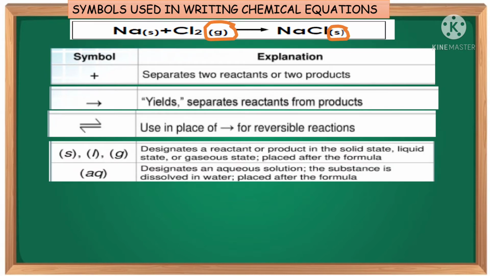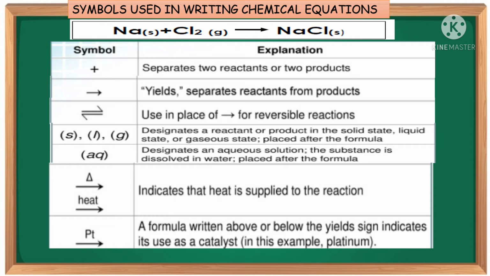And when we see the S after the element, it designates solid, L for liquid, and G for gaseous state, placed after the formula. And AQ designates an aqueous solution, meaning the substance is dissolved in water, placed after the formula.